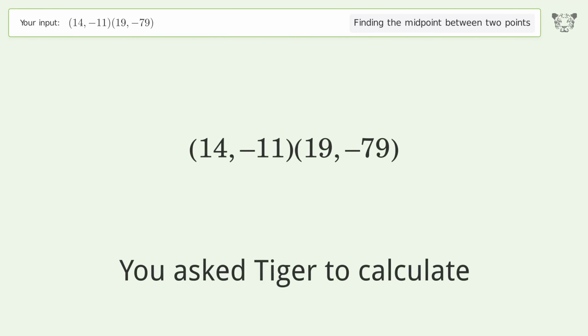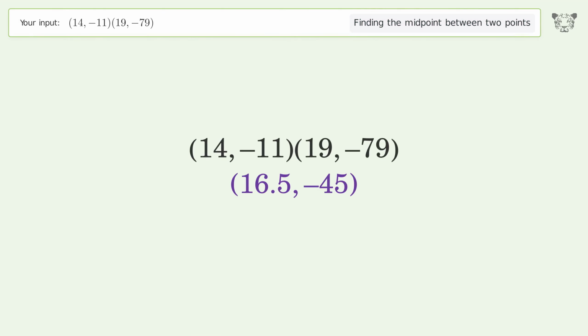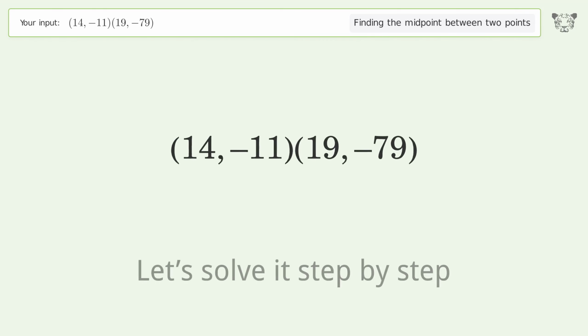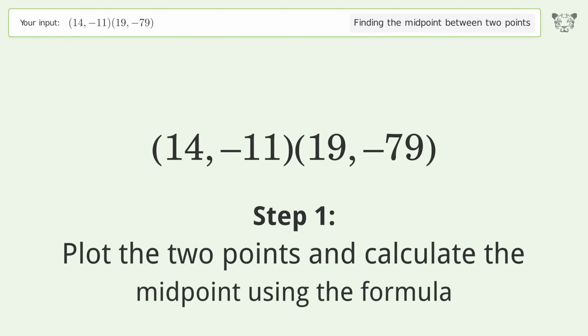You ask Tiger to calculate. This deals with finding the midpoint between 2 points. The midpoint between the 2 points is 16.5, -45. Let's solve it step by step. Plot the 2 points and calculate the midpoint using the formula.